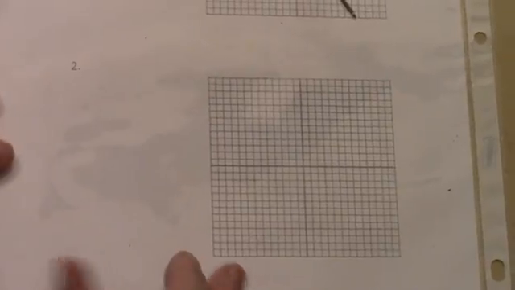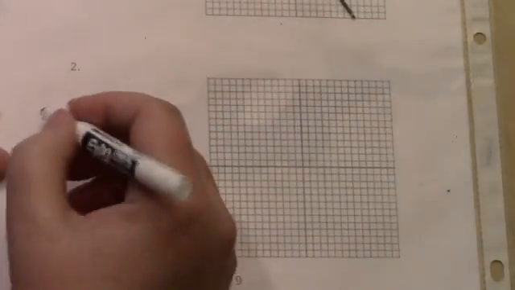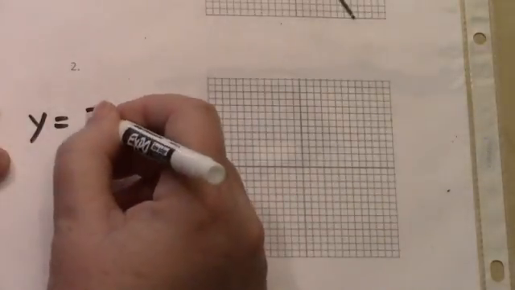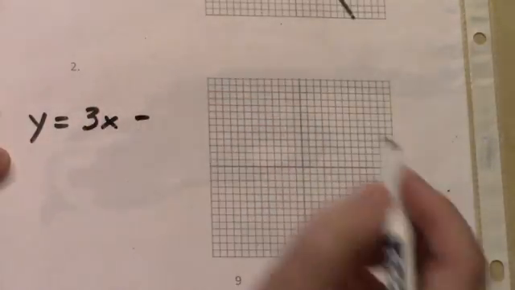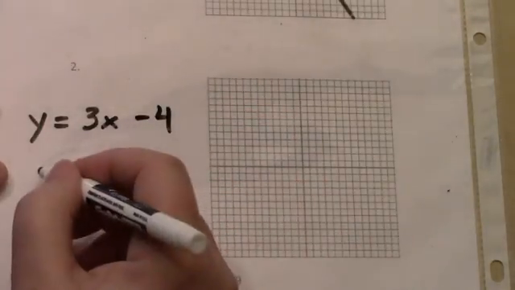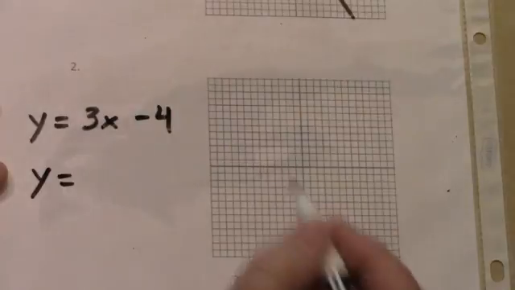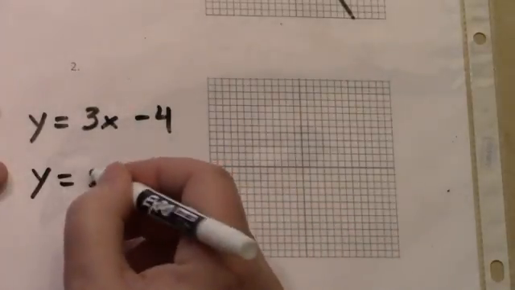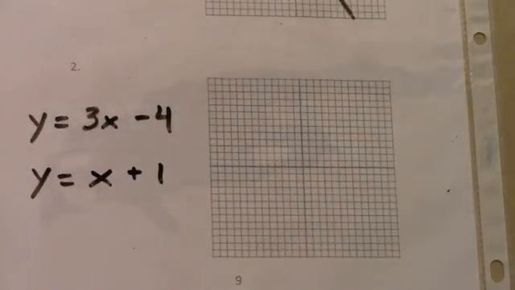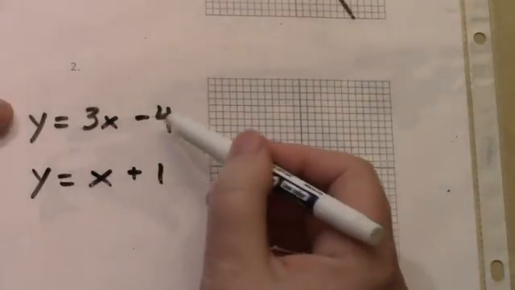Let's try another one. What if I have a line that says y equals 3x minus 4, and then I have y equals x plus 1. I don't know where these are going to intersect, but our solution is where they're going to intersect at that one point. So let's see what this one does.